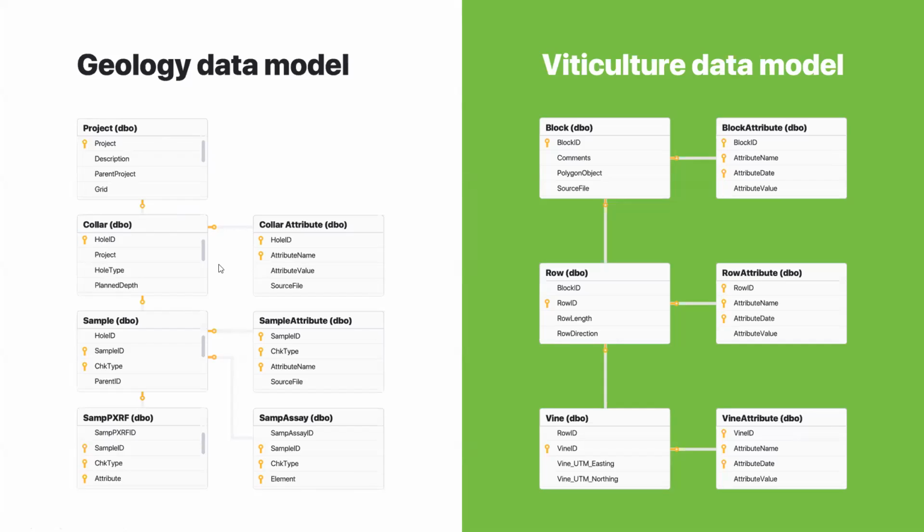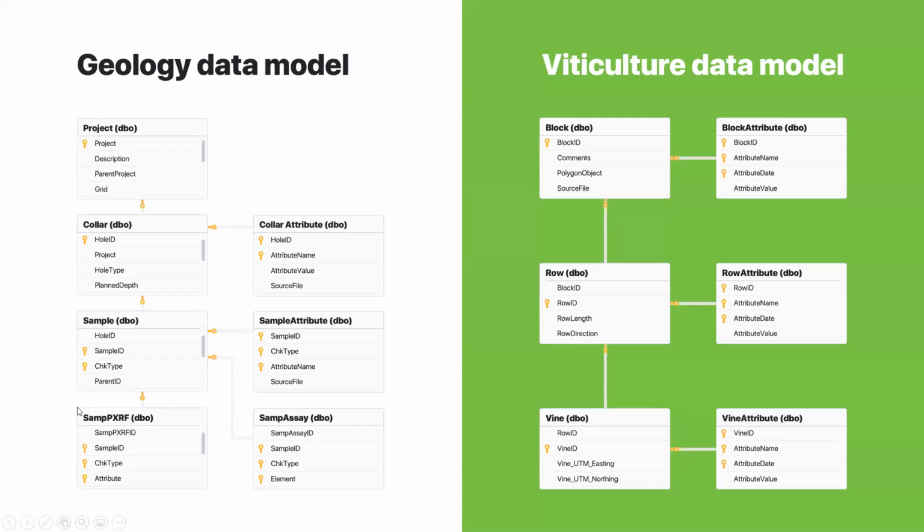And then off our collar, we have a whole lot of attributes. So this might be, where is it? How deep is it? Where did we intersect water? Where did we intersect basement? And then against our sample, we have a whole lot of attributes as well. So this might be how big was the sample? What depth was the sample at? What type of rock was it that we were taking? And what was the shortwave infrared response on that sample?